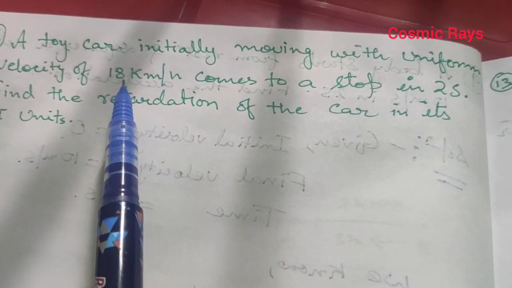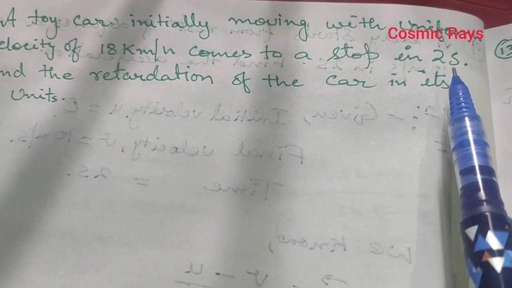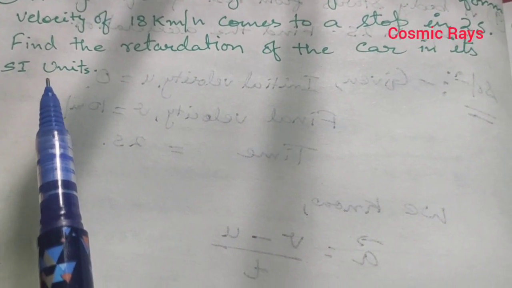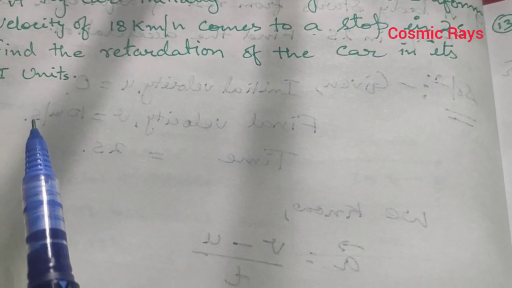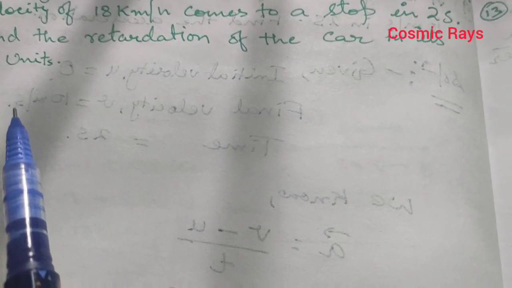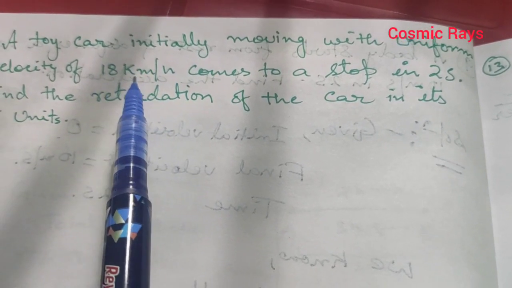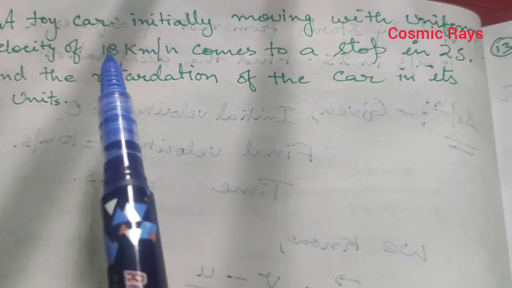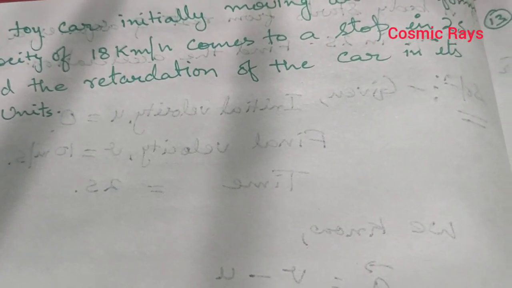Now here there is a trap. They have given us the velocity of the car in kilometer per hour but time in seconds, and they have asked us to find the retardation in its SI unit. So the retardation is nothing but negative acceleration, and the SI unit is meter per second square. Now what we will do is we will have to convert this 18 kilometer per hour into meter per second. So after conversion it would come to 5 meter per second.